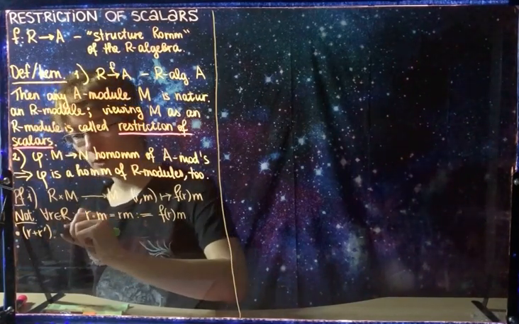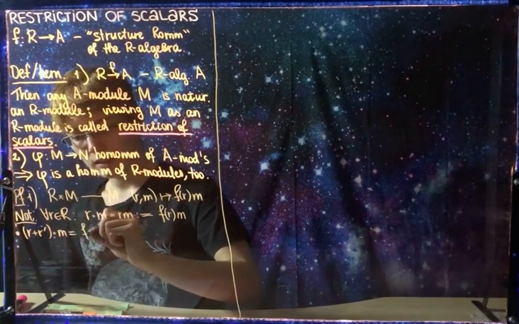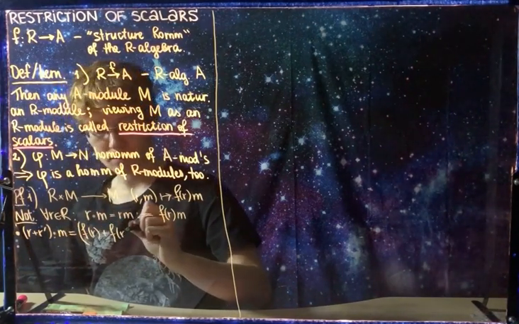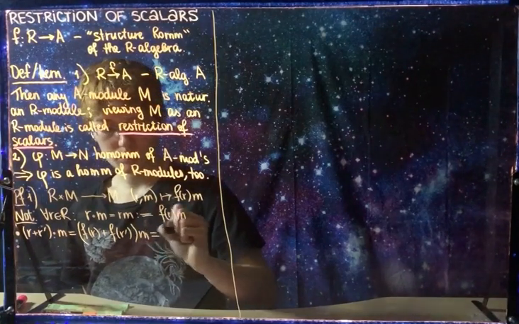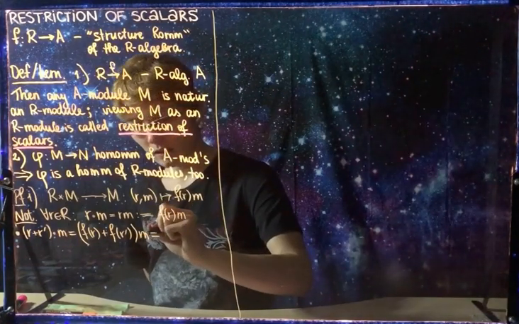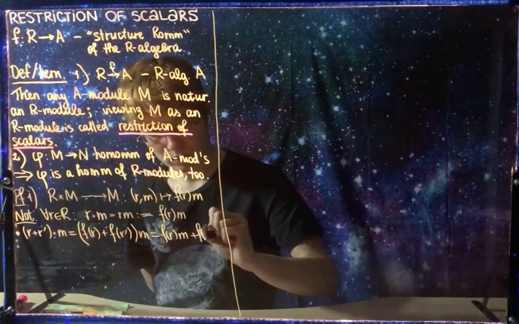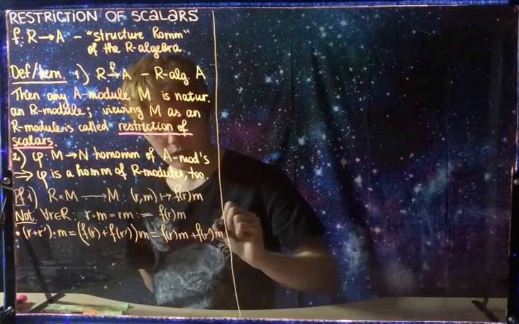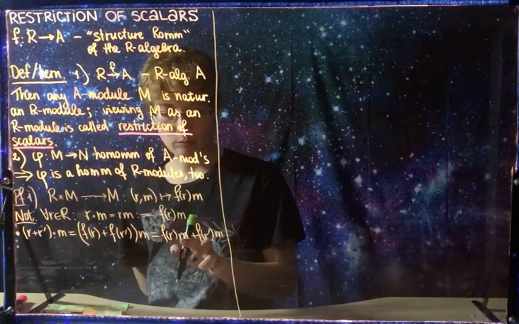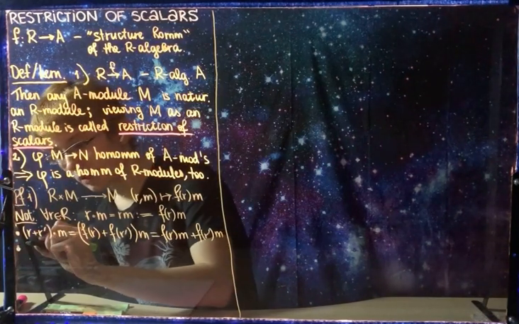distributivity. So if I have a sum of two scalars from R and I apply it to m, this is f of r plus r prime, but f is a ring homomorphism, so we get f of r plus f of r prime applied to m. And because M is an A module, this operation is distributive. We get f of r m plus f of r prime m. And this is exactly r times m plus r prime times m. So we checked distributivity in this case.